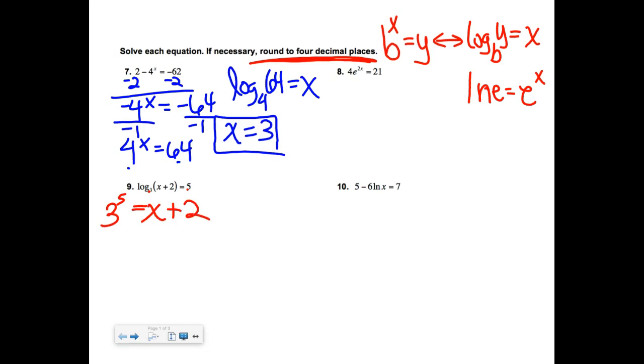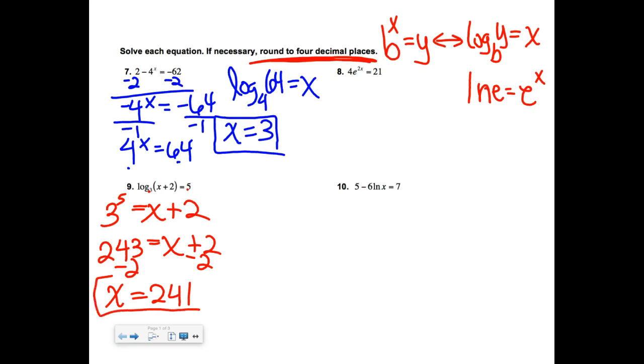From here, we can use our power sheet or we can use our calculator. 3 to the 5th is going to give us 243 equals x plus 2. From here, I'm going to solve for x. So I'm going to subtract 2, and x is going to equal 241. As you can see, these two problems are just the opposites of each other. Log form, put it in exponential. Exponential, put it into log, and then use your solving skills.